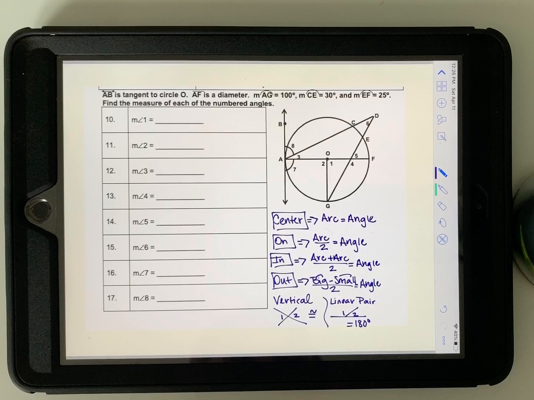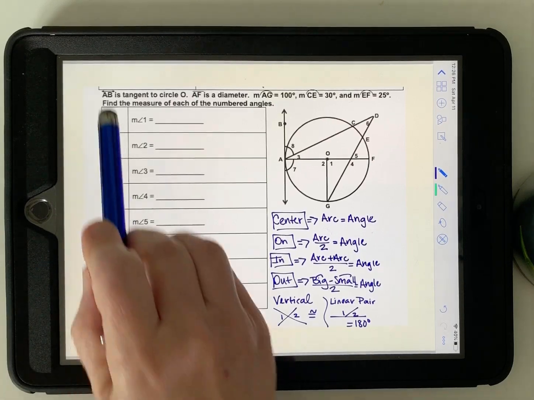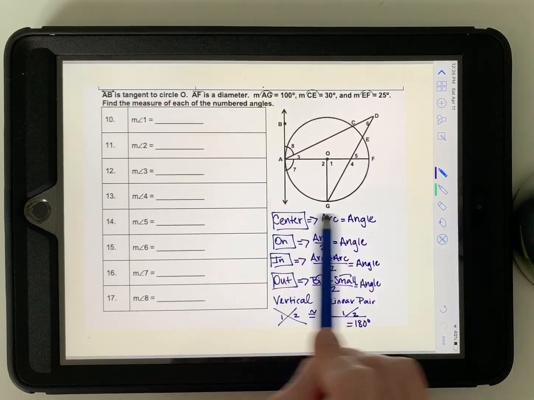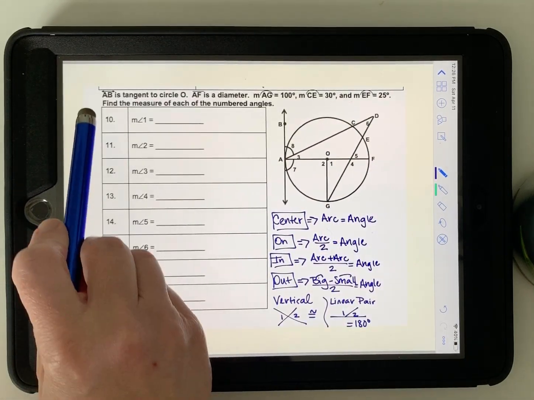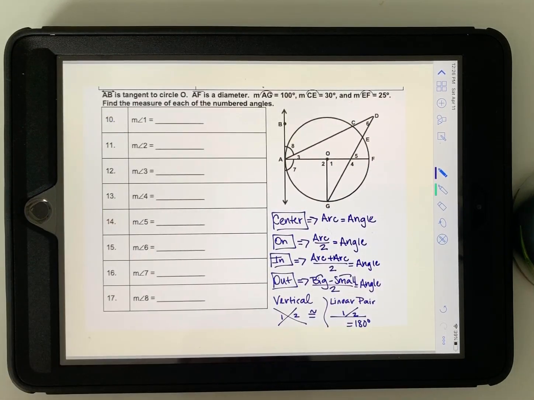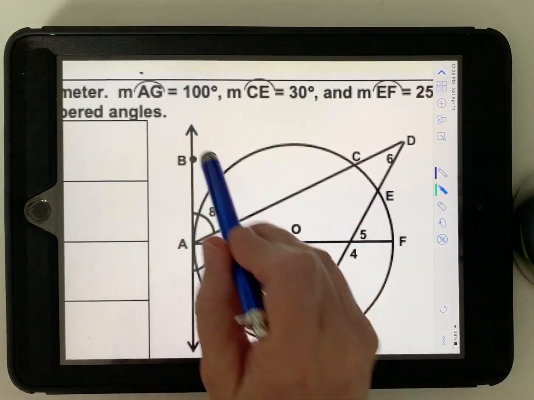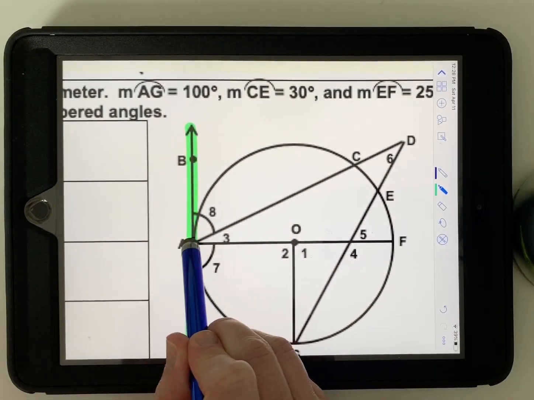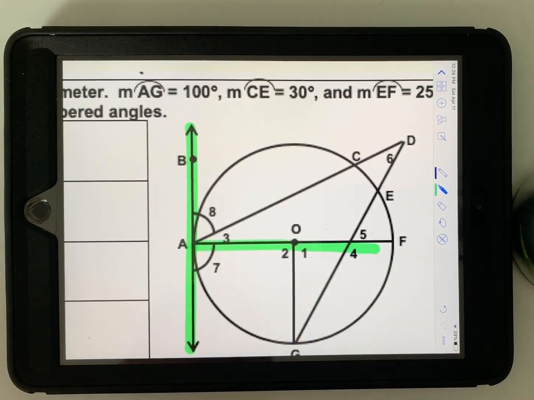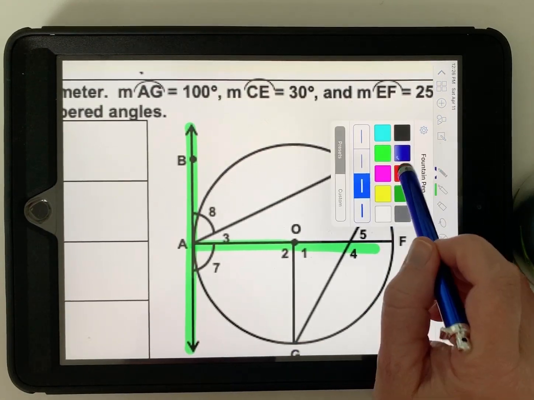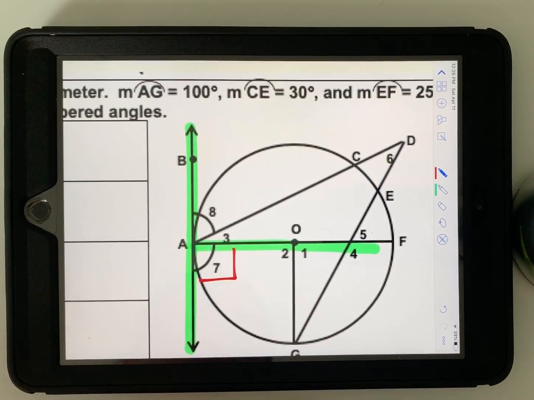Now, the next piece of information that you always need to pay attention to are the directions, because they're going to give you lots of information to help you label your circle to get started. So the first one is that line AB is tangent to circle O. We learned that theorem back at the very beginning, where if we have a tangent line and it meets up with a radius or diameter, remember those two lines are perpendicular. So right off the bat, we now know that angle 7 is a right angle.